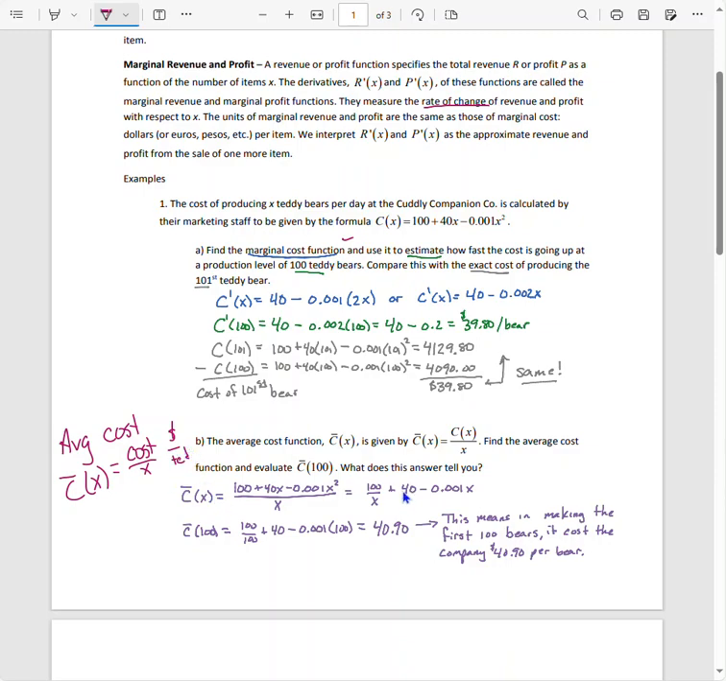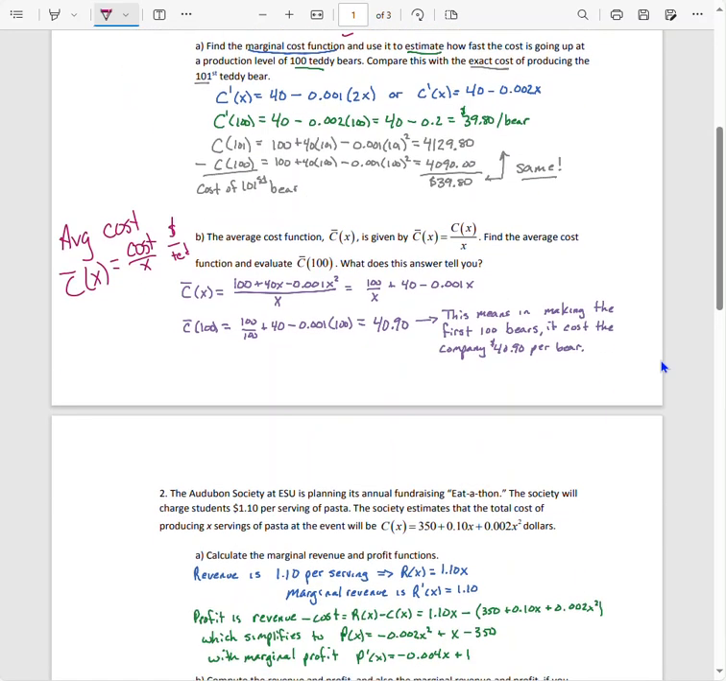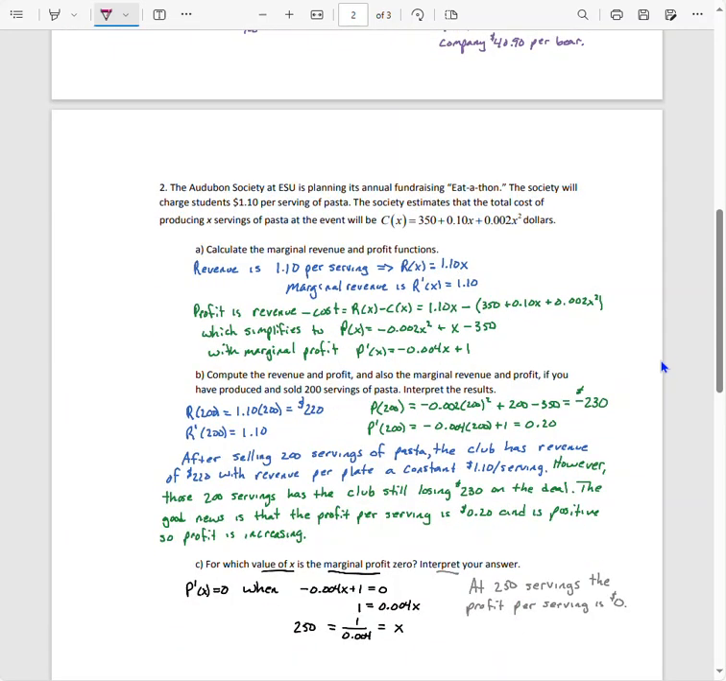We'll call him Ted. So that 40.90, our answer right here, means that making the first 100 bears, it cost the company $40.90 per bear on average. To make 50, the first 50 probably cost more, right? The closer you get to 100, each bear costs less. Going forward, the bears are going to cost even less because you've overcome the overhead of what it is just to create something. You have automatic costs.